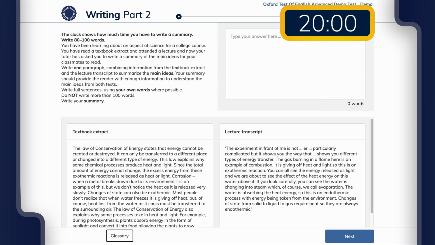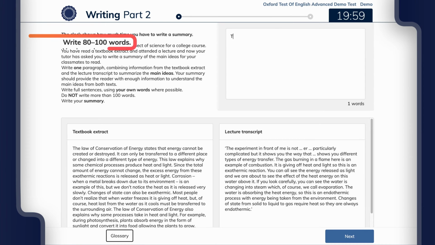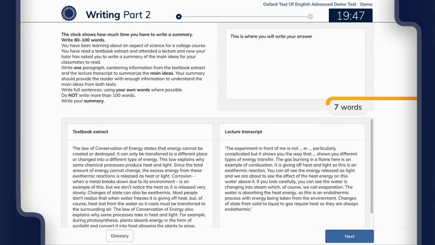You'll have 20 minutes to read the texts and write your summary. Your summary must be between 80 and 100 words in length. Read the instructions and the text carefully and then type your response in the area provided. Again, as for Part 1, it is important to check your word count. The word counter allows you to keep track of how many words you have written. Please note that you could lose marks if your summary is over 100 words.